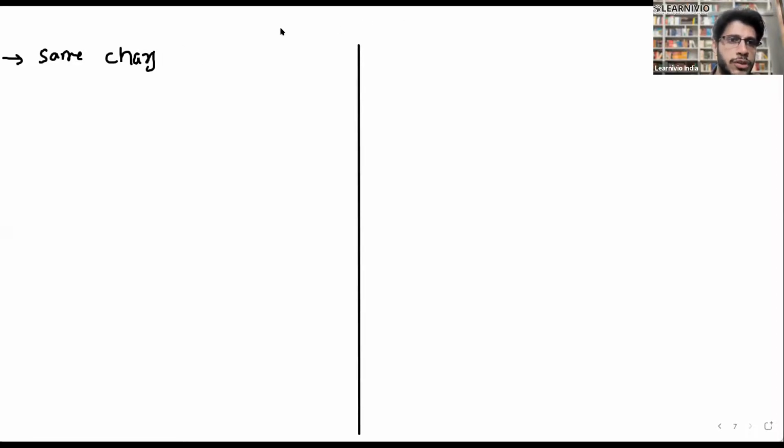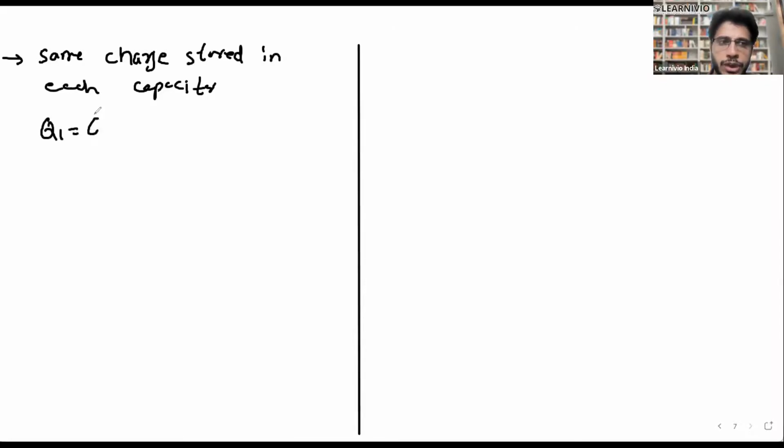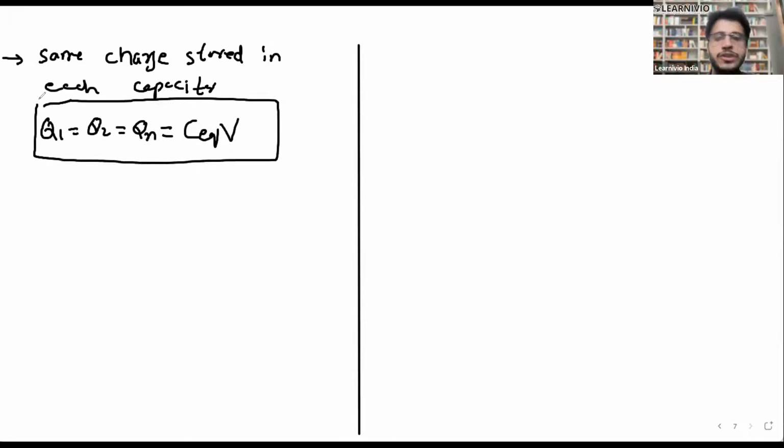Same charge is stored in each capacitor. So you can say the charge stored in the first capacitor is equal to the charge stored in the second capacitor, which is equal to the charge stored in the nth capacitor. That you can write as C equivalent multiplied by V. This is how we calculate the charge stored in each capacitor: Q1, Q2, Qn, which is equal to C equivalent multiplied by the voltage.